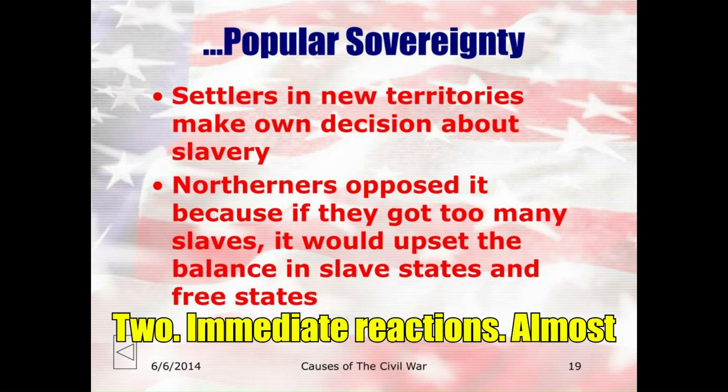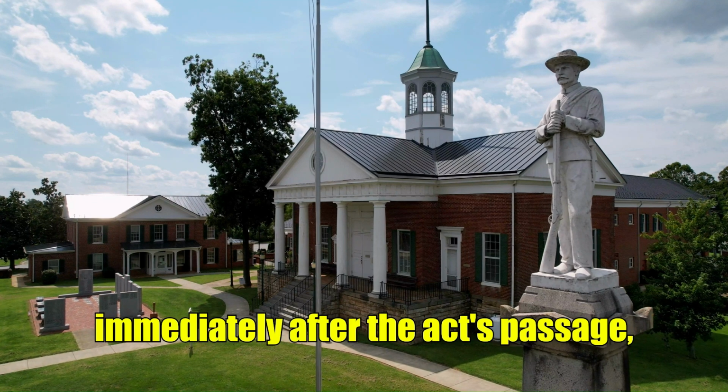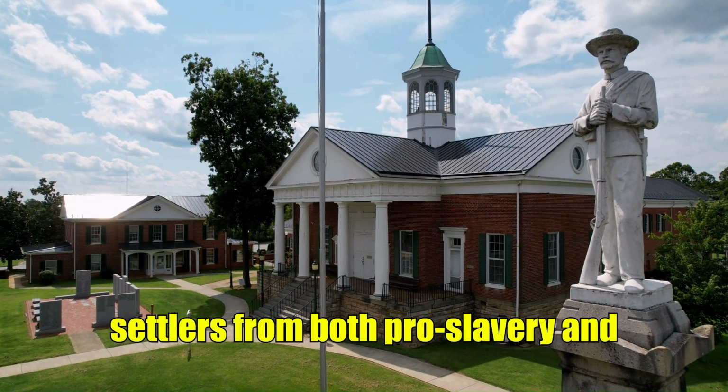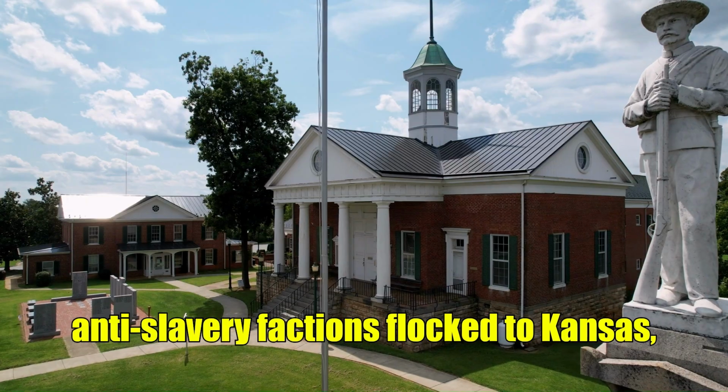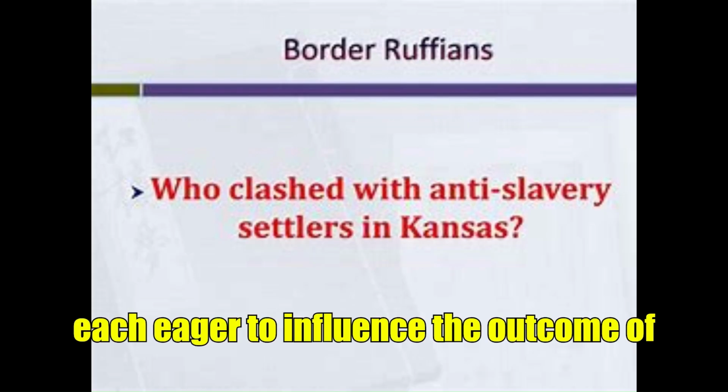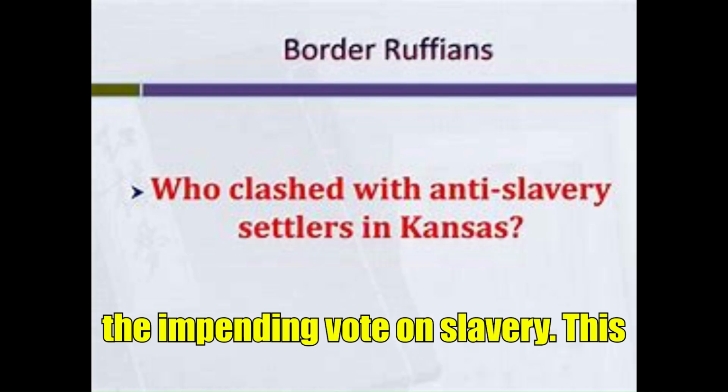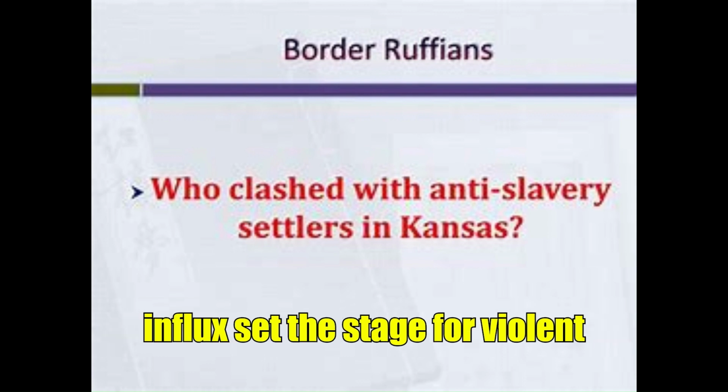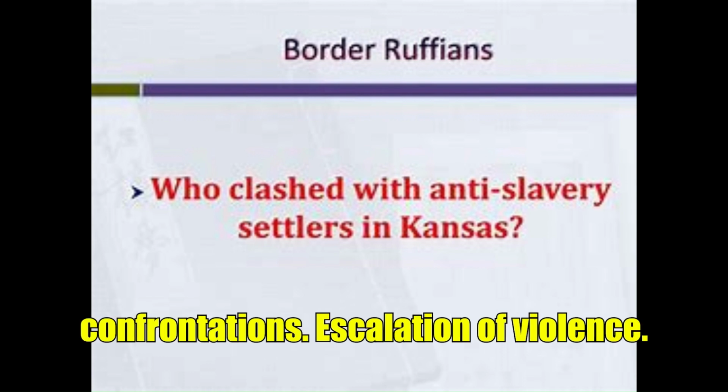2. Immediate reactions. Almost immediately after the act's passage, settlers from both pro-slavery and anti-slavery factions flocked to Kansas, each eager to influence the outcome of the impending vote on slavery. This influx set the stage for violent confrontations.